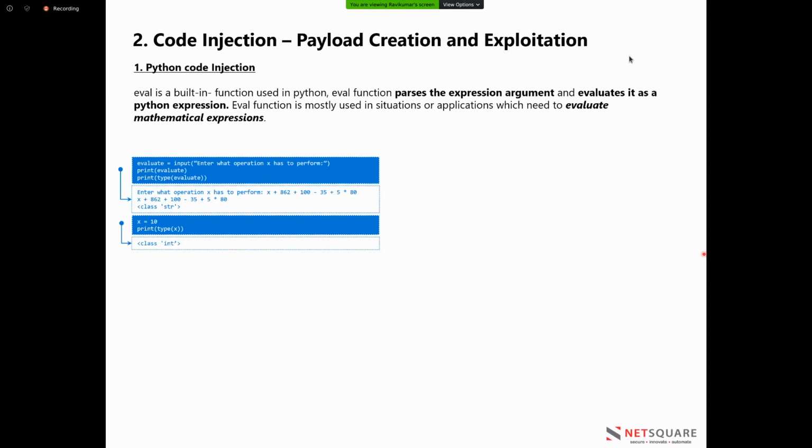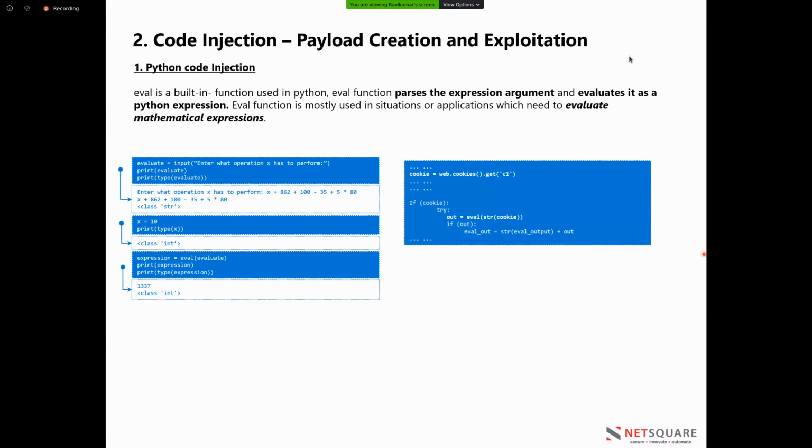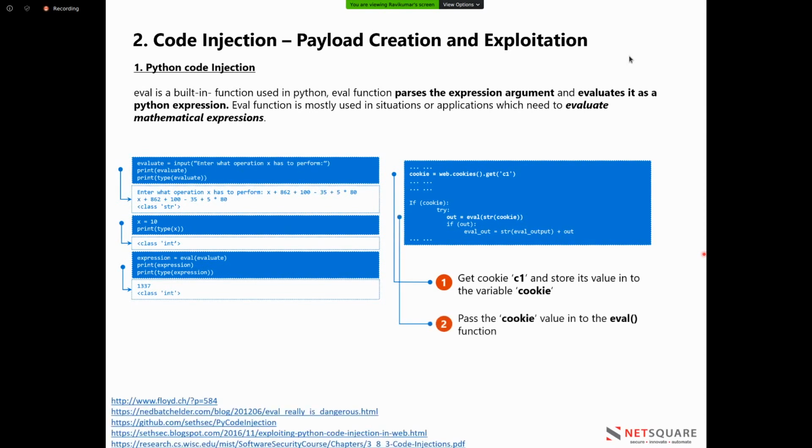So if you check, the first expression is of type string, and my second, x equal to 10, is of type integer. But if I put the evaluate in the eval function and print the expression, it resolves the string and integer, and resolves the specific numerical operation. It performs the mathematical expression and displays the output. Similarly, suppose your application is built in Python and it gets cookie C1 in this manner, like get cookie C1 and store the value in a cookie variable, and later on it passes it to the eval function and displays the output.